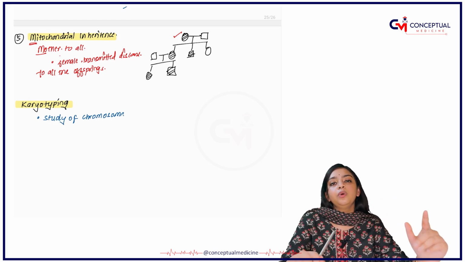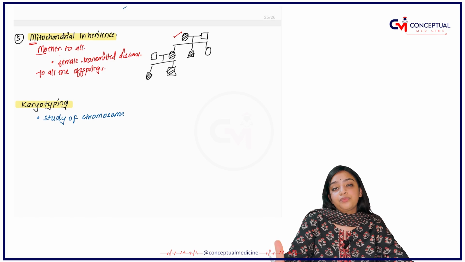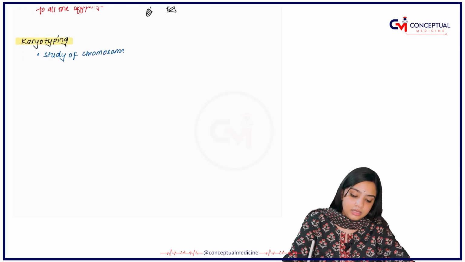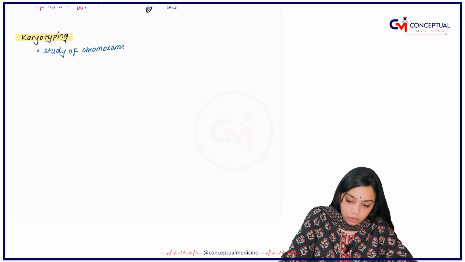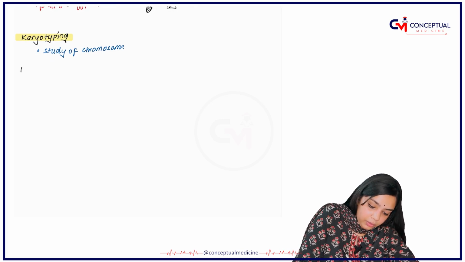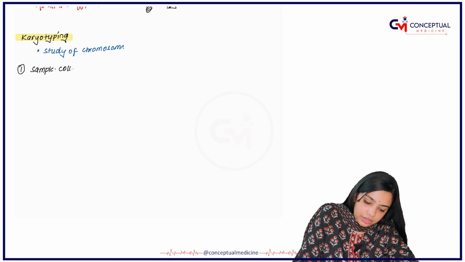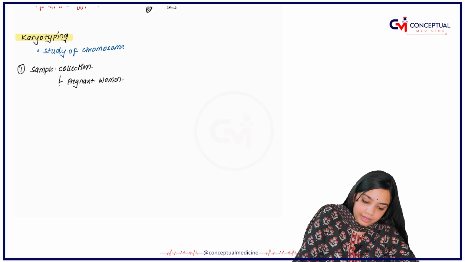Now, I have told you when we were talking about Down syndrome that you can diagnose a newborn of Down syndrome antenatally as well. Antenatally means through the pregnancy. So, we have two scenarios when we are doing the first step, that is the sample collection. It can be either a pregnant female or a non-pregnant female.